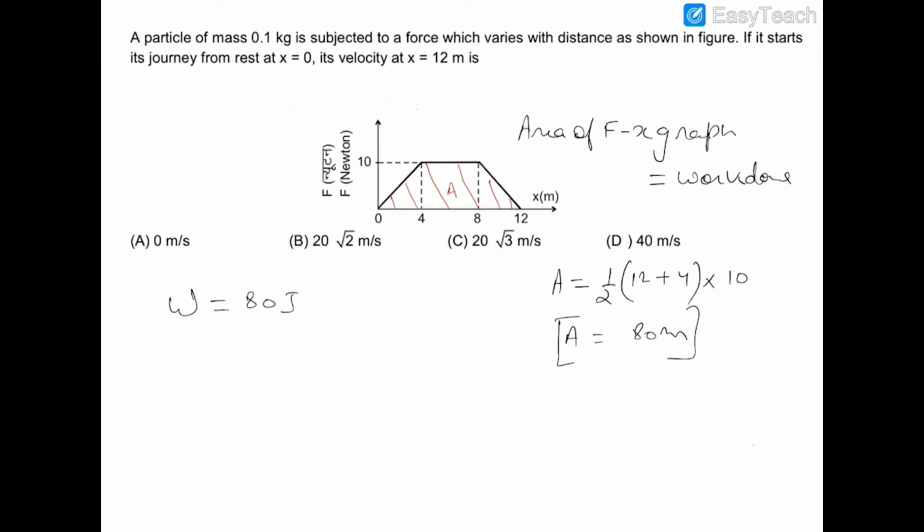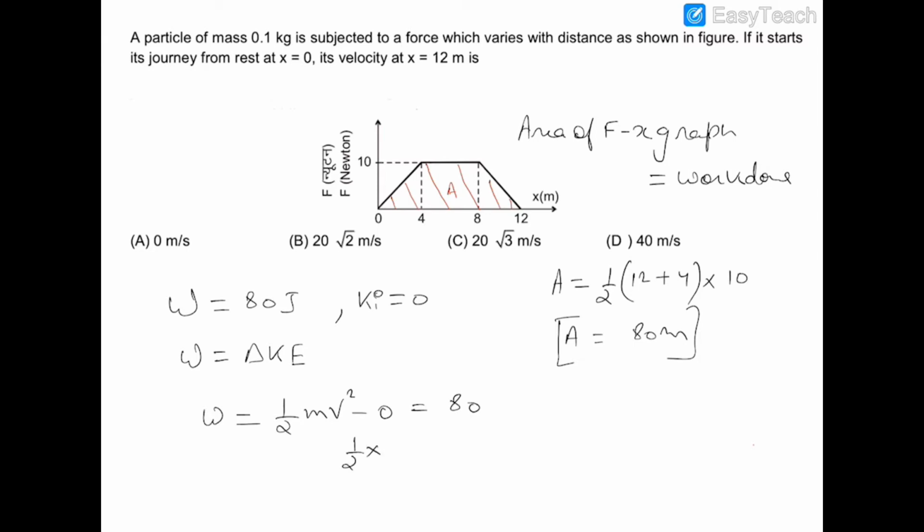Now from the work-energy theorem, we know that work done is equal to the change in kinetic energy. Given that the initial kinetic energy was 0 and the final velocity we have assumed as v, the work done will be equal to half mv squared minus the initial kinetic energy, which was 0. So it is equal to 80, and this is half.